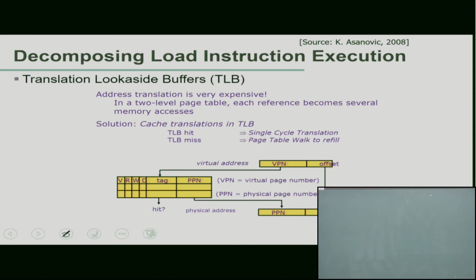Once you have a virtual address, you use the VPN, the virtual page number, as a key to access the TLB. If it hits, it directly returns the PPN, the physical page number. Then you simply replace the VPN with the PPN to obtain the physical address, right? So translating the VA to PA is completed using the TLB if it hits. If it does not hit, you still have to go to the main page table in memory, which is slower than the TLB hit case.